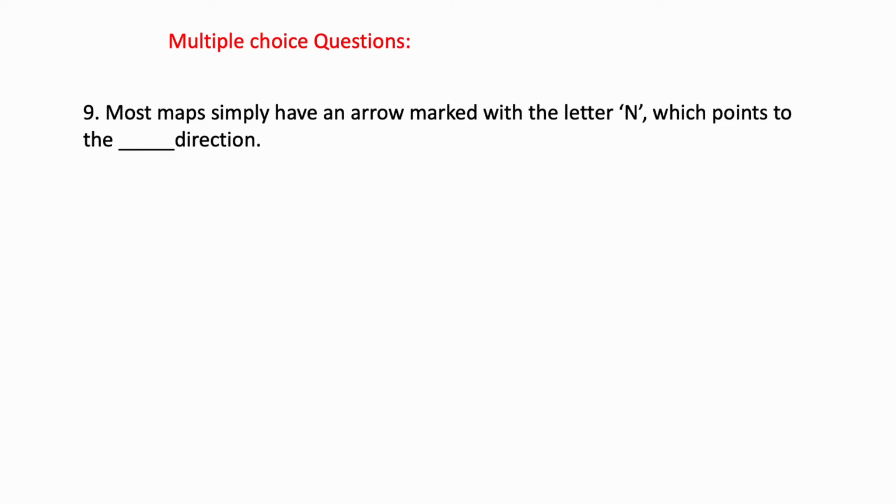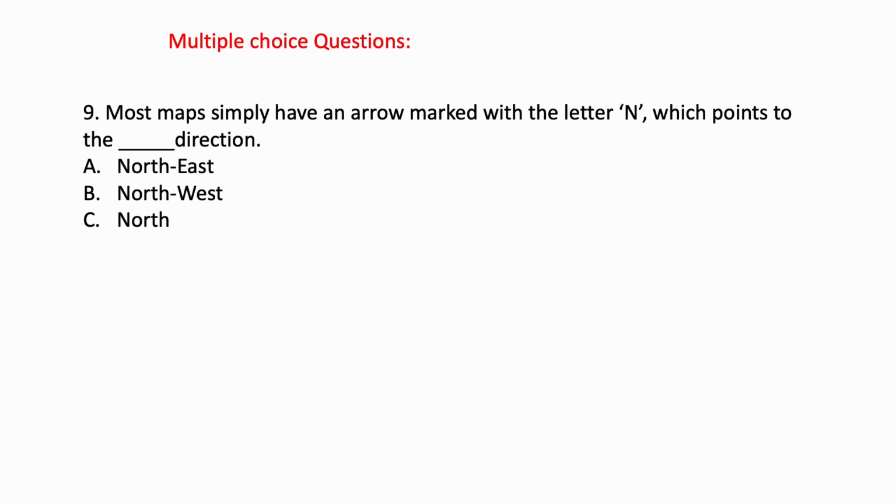Most maps simply have an arrow marked with the letter capital N which points to the dash direction. Option A northeast, option B northwest, option C north. Correct answer is option C north. Most maps they have an arrow marked with the letter capital N which points to which direction? North direction.